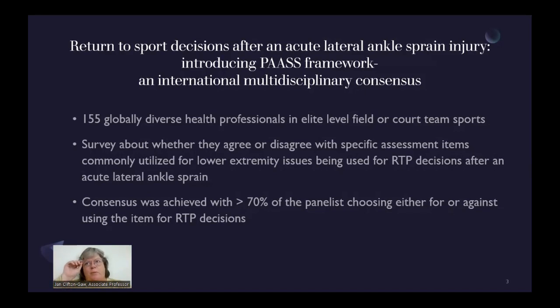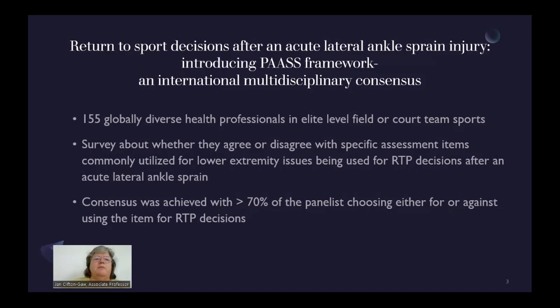It was not a random, every orthopedic surgeon or every athletic trainer. It wasn't like that. It was a very specifically selected group of people who were chosen to participate, and most did. They had like an 80% return on the first round of their research.